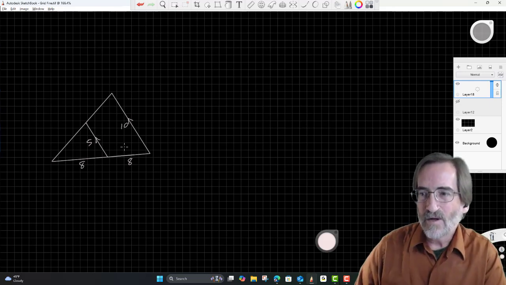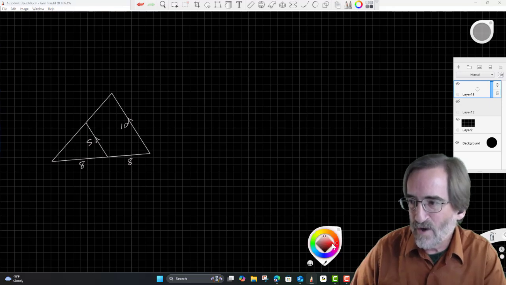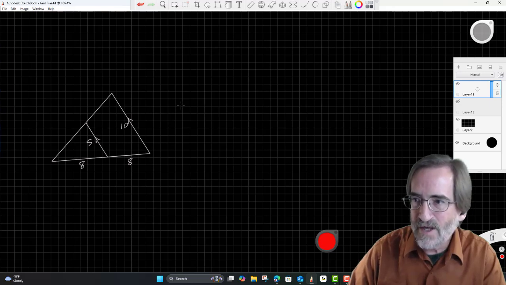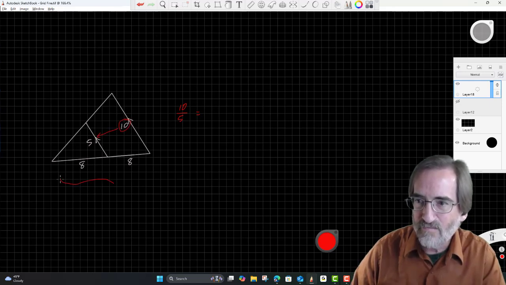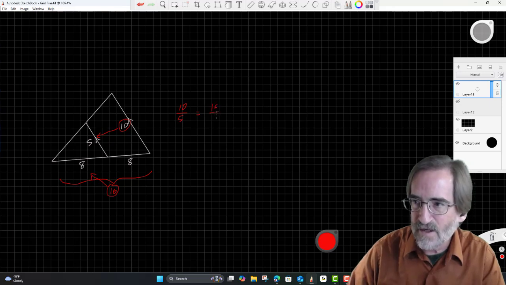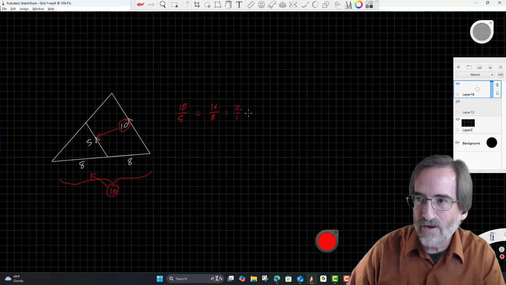Okay. Well, let's see what we know. We know the ratio of sides needs to be the same. So, big to small, 10 is to 5 as 16 is to 8. And if you examine those, both of those have a ratio of 2 to 1. So they have the same ratio.